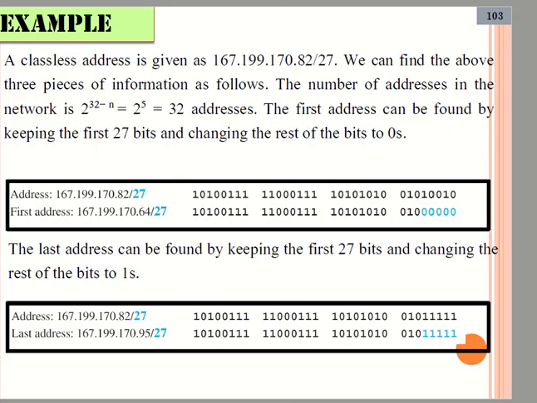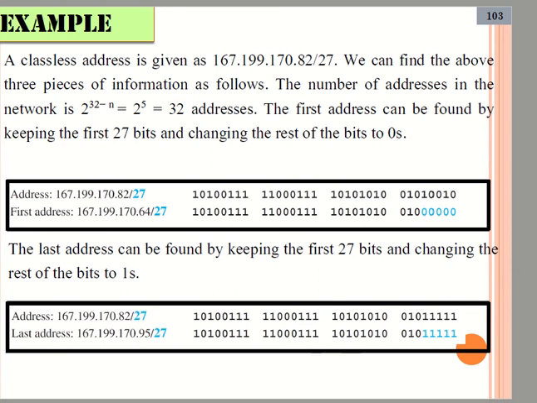Similarly, we have one more problem which says a classless address is given as 167.199.170.82/27. We can find out the above three pieces of information as follows. Once again, we are going to calculate the total number of addresses in the given block, also the first address and the last address.